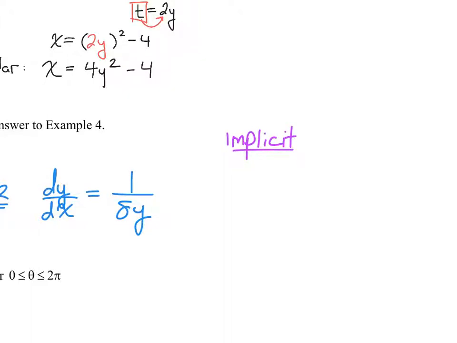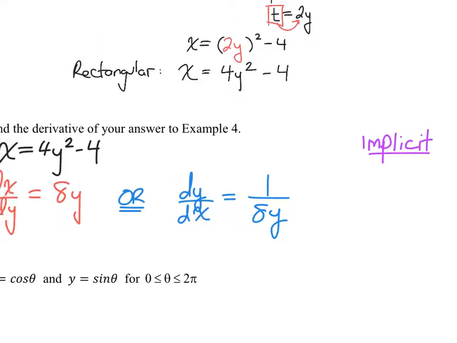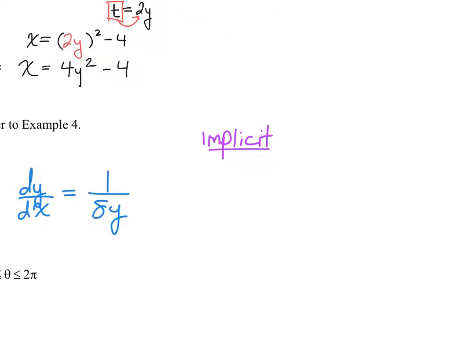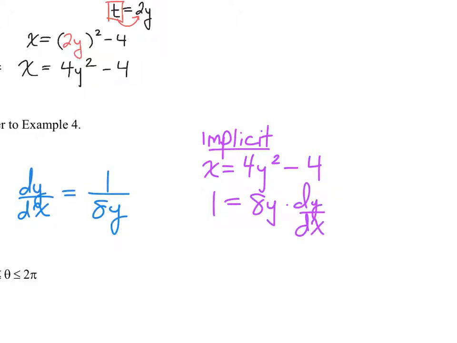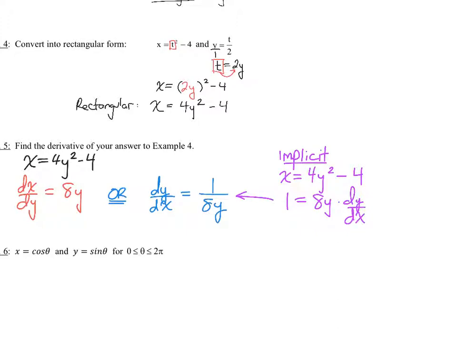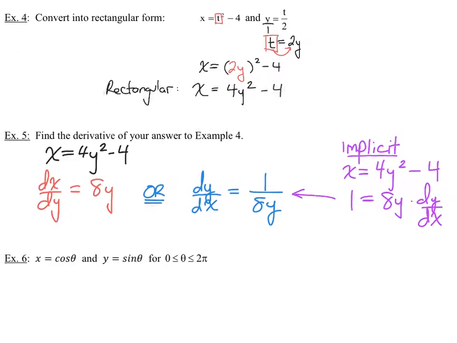If I do it implicitly, I started off originally with x equals 4y squared minus 4. It was right there in front of me. Taking the derivative with respect to x, for the implicit approach, the left-hand side just becomes a 1. Right-hand side, 8y times dy dx, because the derivative of a constant is 0, so that goes away. And then when I solve for dy dx, I end up with this. So, maybe 1.5 extra steps, depending on how you look at it.